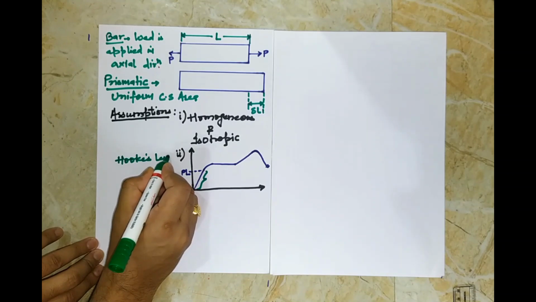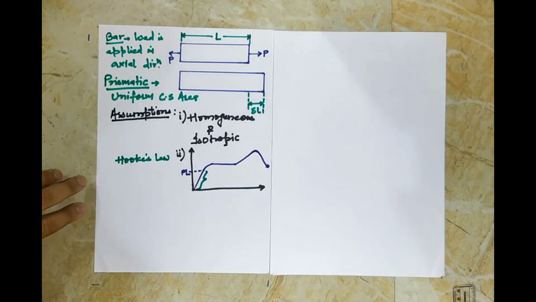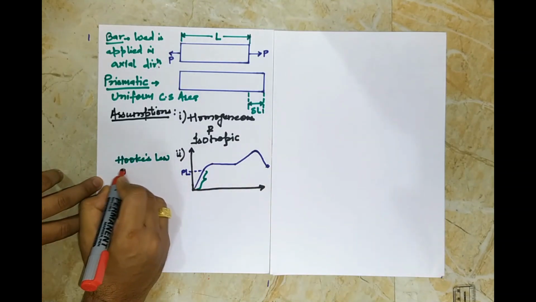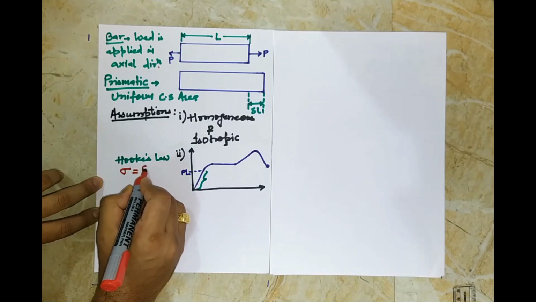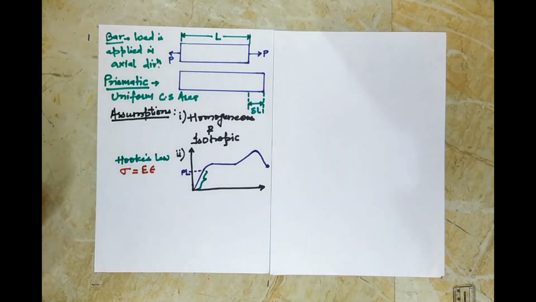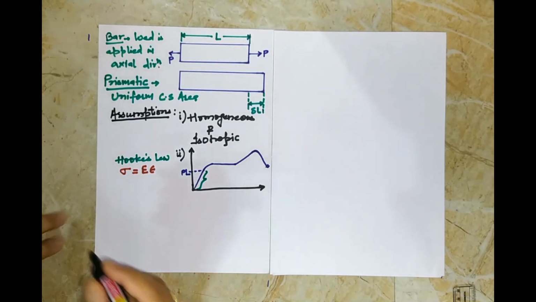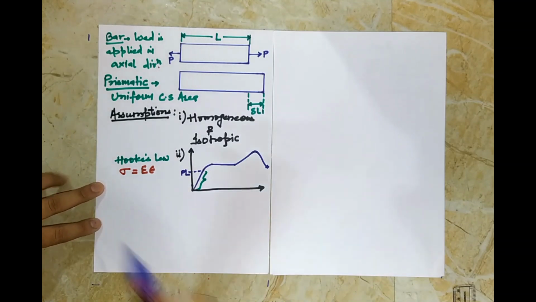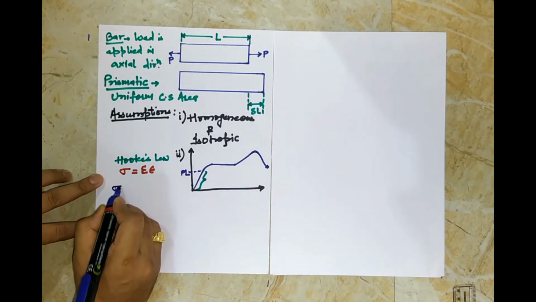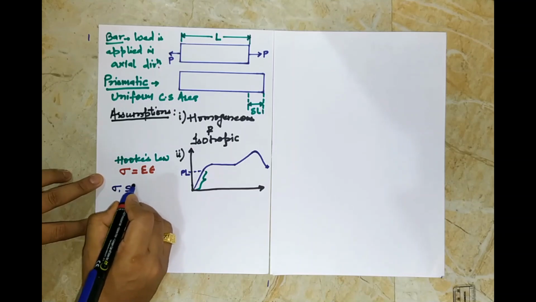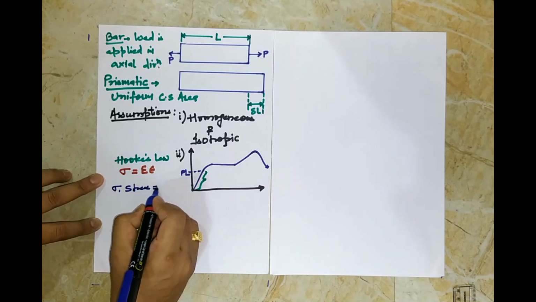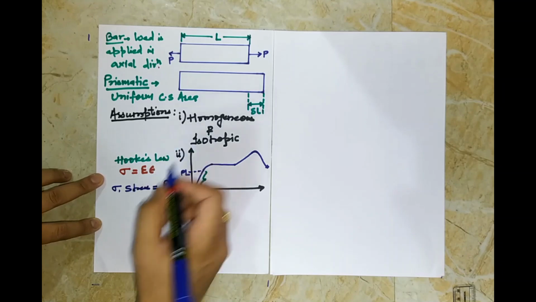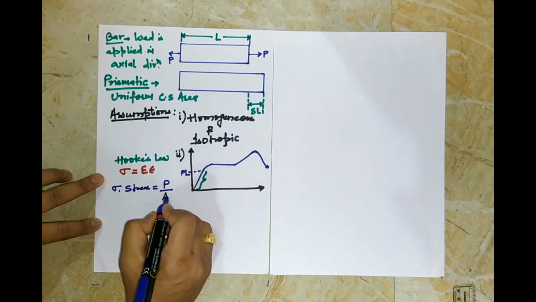Hooke's law can be applied. Now what is Hooke's law? Hooke's law is stress is equal to Young's modulus times strain. Let us now define, in case of this prismatic bar, what the stress and the strain will be. Stress, generally denoted by sigma, is equal to the load applied, that is P, upon the cross-section area.